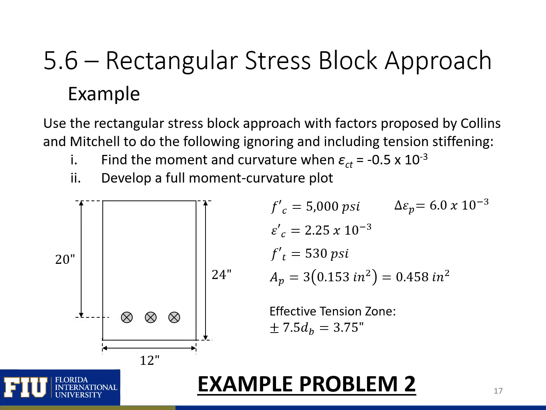Now we'll turn to our next example problem, where we'll use the rectangular stress block approach to find the moment and curvature for a specific point, when our top fiber strain is equal to negative 0.5 times 10 to the negative third, with no applied axial load. And then we'll go in and develop a full moment curvature plot.